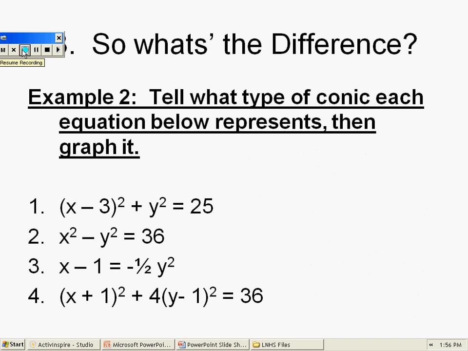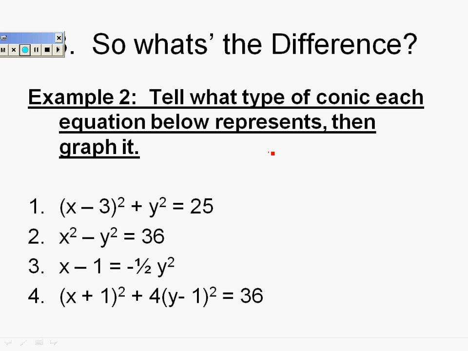Okay. Let's go through our questions now to determine what this is. Are one or both letters being squared? Only one this time, which means it's a what? Parabola. Now, that's the most different one. So, what do I do first when graphing a parabola, guys?